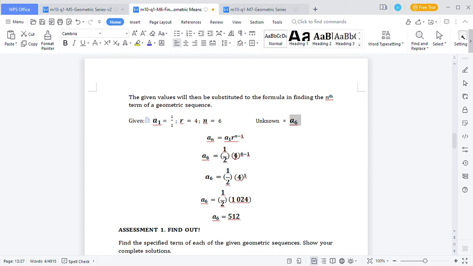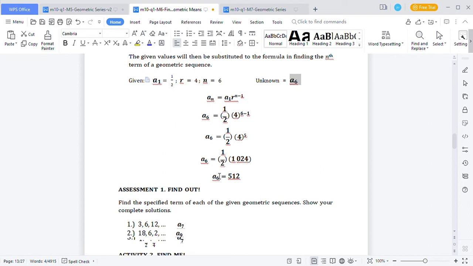So you have there a sub n is equal to the first term times r to the power of n minus 1. So your first term is 1 half, your common ratio is 4, your n is 6 minus 1. So 6 minus 1, that's 5. So 4 times 4, 16 times 4, and so on, until you multiply by 4 the fifth time. So your answer there is 1,024. You will multiply it by 1 half and then your answer is 512. 1 half times 1,024 is 512. And that is your 6th term.